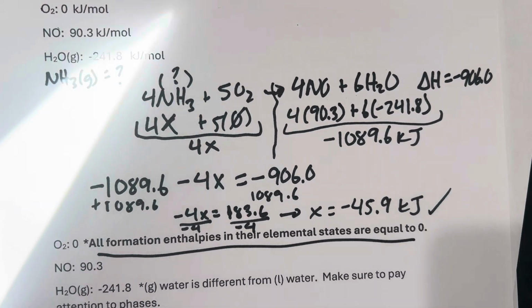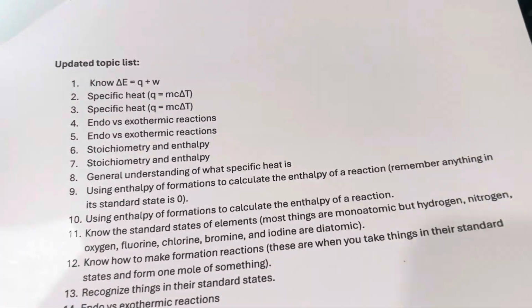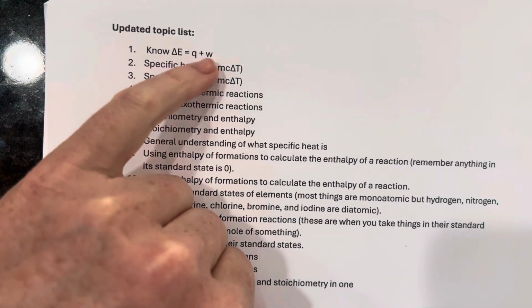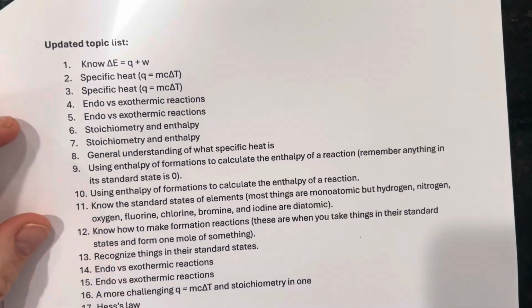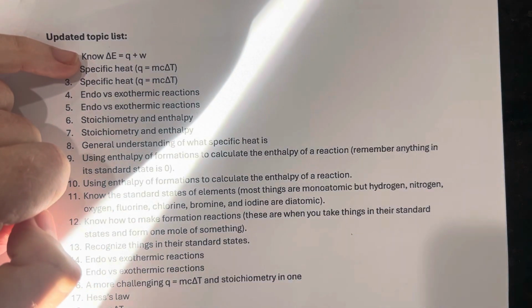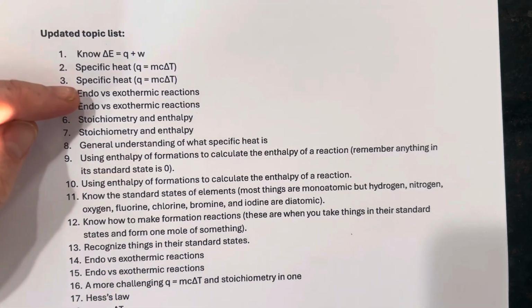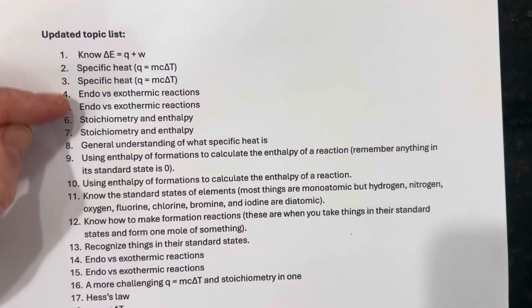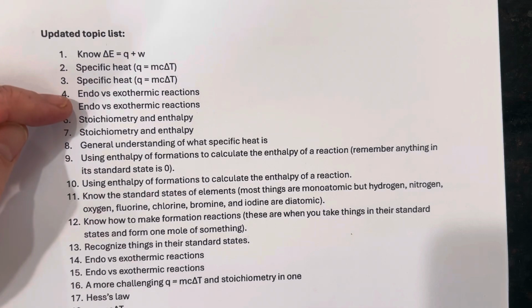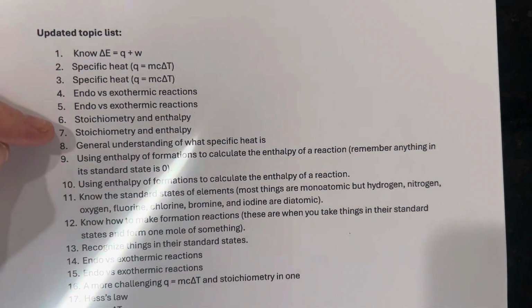All right, crew, there's an updated topic list for you, which is right here. Just let me know if you have any questions on it. Remember, this is heat and that's work. Go back and study the first one we did in the first lecture we did for chapter 9. Q equals MCAT, endo versus exothermic reactions. I tried to keep some very simple questions in there, so make sure you know the graphs as well that we just learned. Stoichiometry and enthalpy, a lot of stuff that we did in class already.